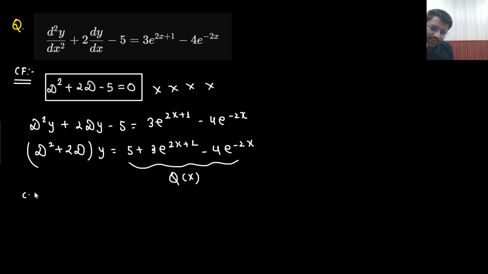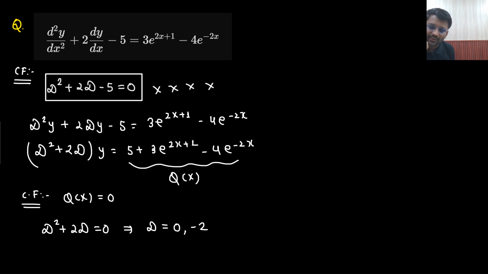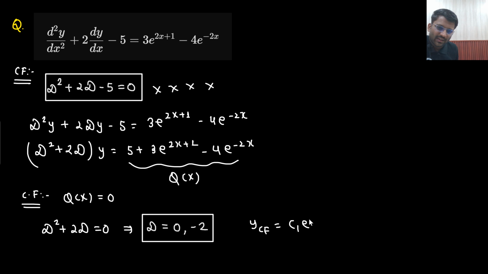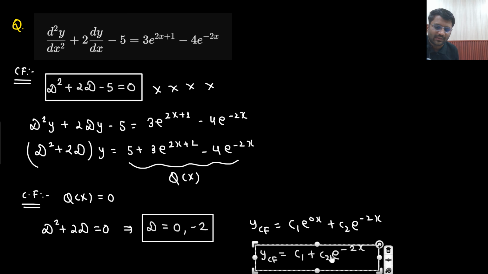And if I am finding CF, then what will I do? For finding CF, q of x will be put to 0. So your characteristic equation will be d square plus 2d equals 0. So what is the value of d you will be getting? d will be equal to 0 and minus 2. These are the values you will be getting, right? So from here, what will be my CF? The CF will come out to be C1 e to the power 0x plus C2 e to the power minus 2x. So that can be written as C1 plus C2 e to the power minus 2x. This is my complementary function.